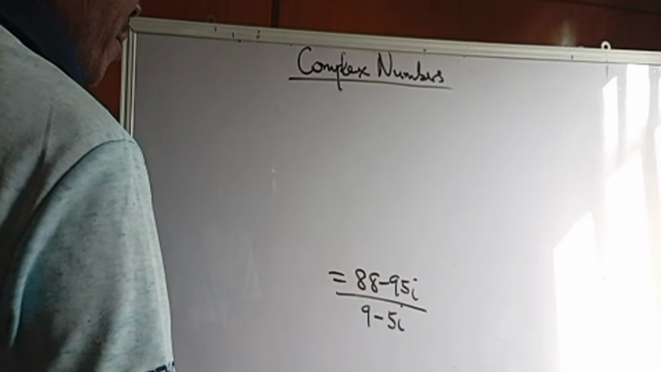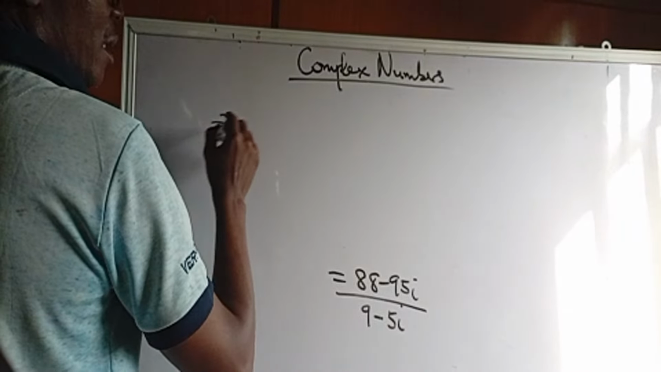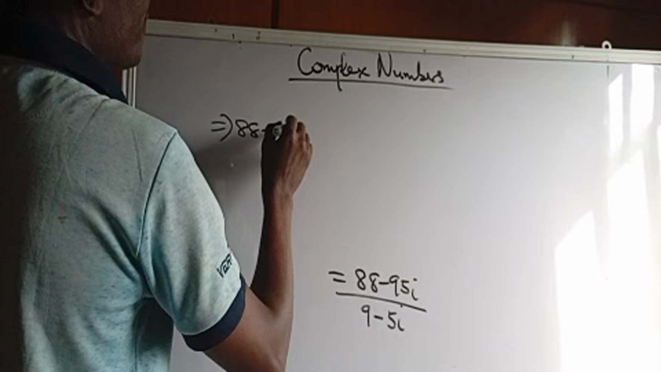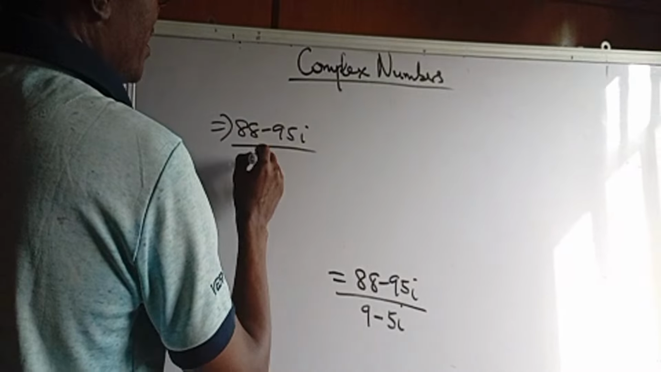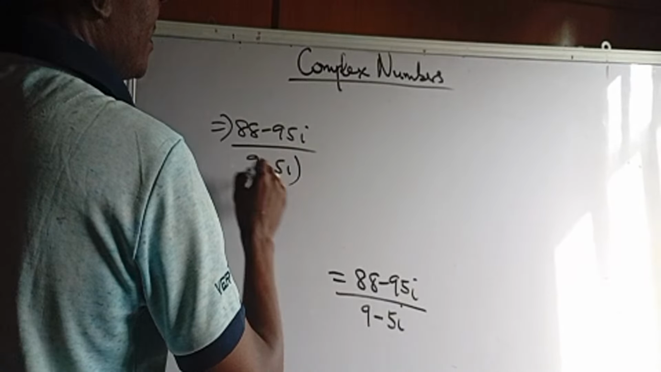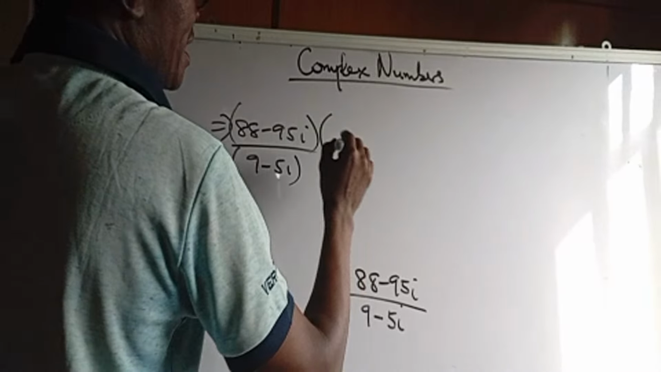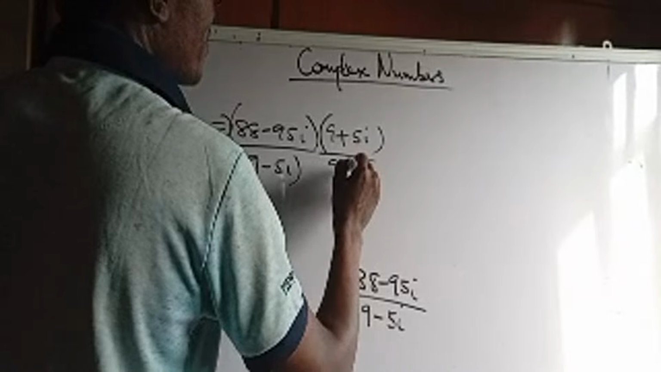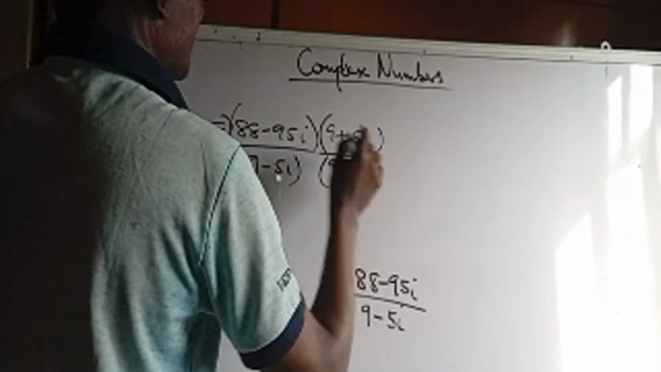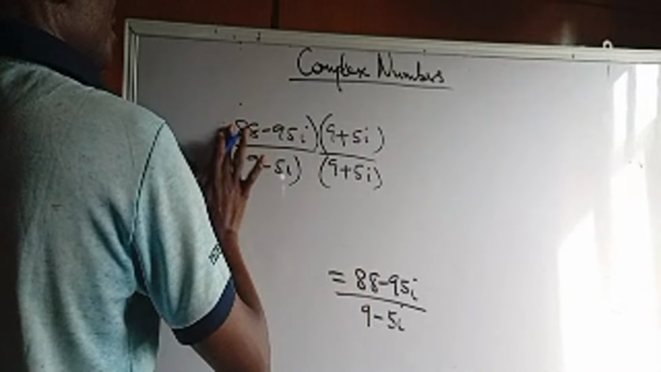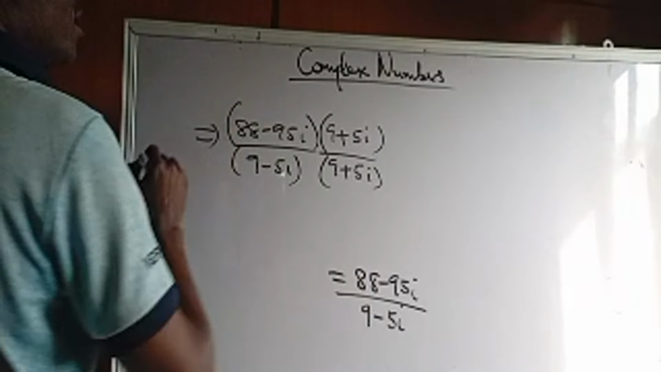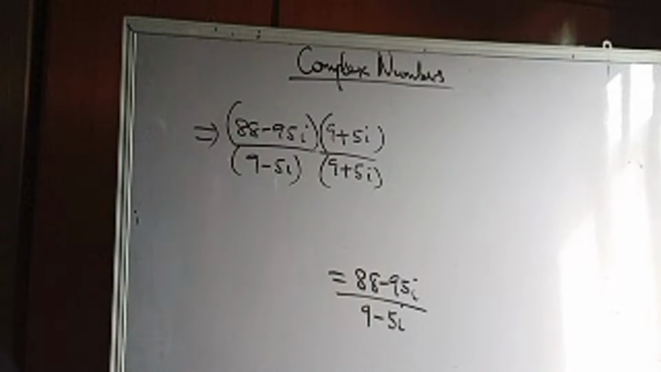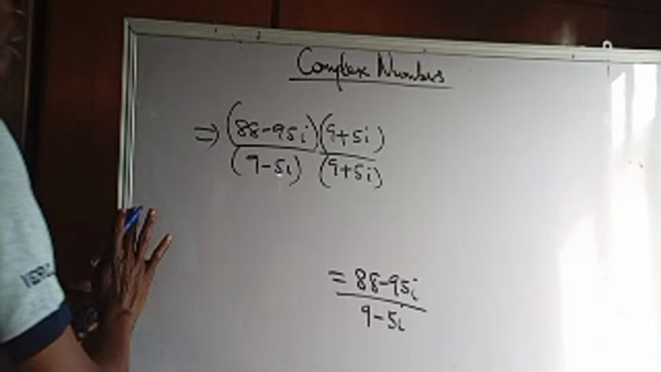So that means we are going to have 88 minus 95i all over 9 minus 5i. Then we are multiplying by what? Without wasting our time, 9 plus 5i all over 9 plus 5i. We have done that several times today. Just multiply by its conjugate, and the conjugate of 9 minus 5i is 9 plus 5i.